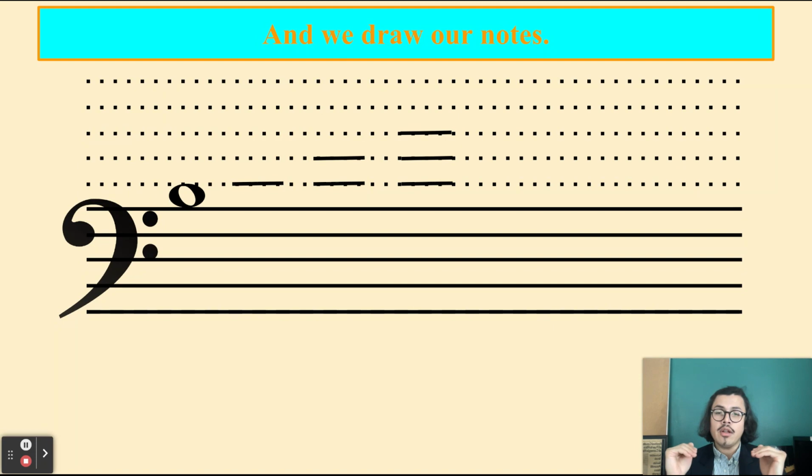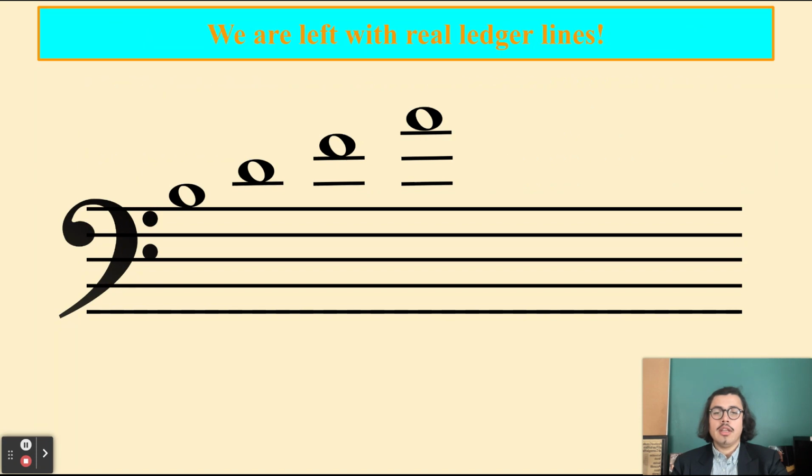Okay, so now we're going to draw our notes once we've drawn our ledger lines. And remember, you can follow along by printing the free printable sheet music or staff paper that I placed in the description, so that you can draw your ledger lines, draw your notes, draw your bass clef, and practice all of these notes that we're learning today. Okay, so let's draw our notes. Bam, bam, bam. Good. Now you can turn off your imagination because you don't need the imaginary ledger lines anymore. We're left with real ledger lines, meaning the ones you would find on your sheet music if you're trying to read something.